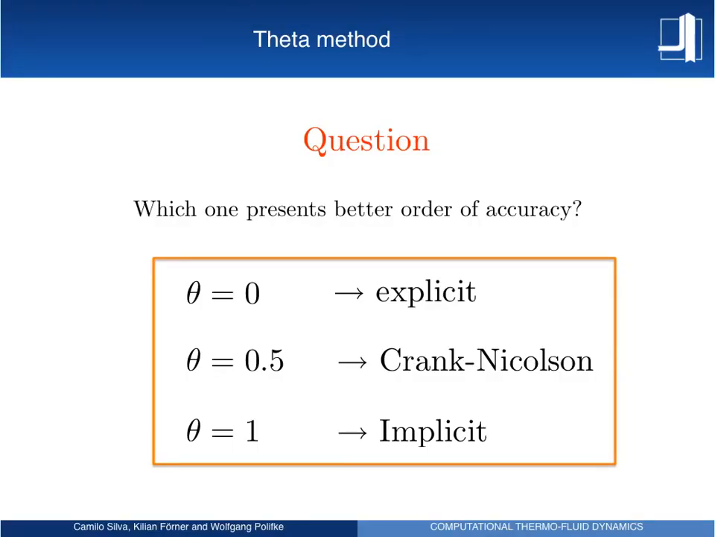So we have this classification of theta. I just said it in the previous slide. Now an interesting question is which one of these presents a better order of accuracy. Now we are talking about accuracy in time. In the second class, if you remember, we were deriving finite differences schemes and talking about accuracy of the spatial discretization. Now we are talking about accuracy of the time discretization. You can demonstrate by doing Taylor expansions that Crank-Nicolson is second order accurate, while explicit and implicit are just first order accurate. So if you use theta, then just use 0.5 because this is the best compromise.